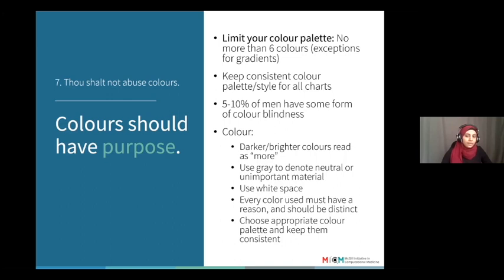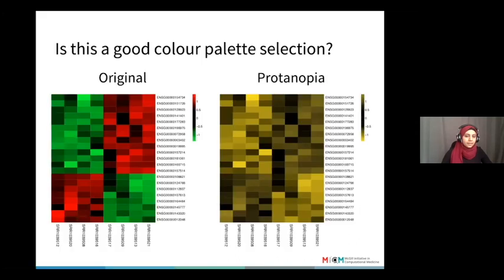You can use gray to denote neutral or unimportant material. You want to keep in mind white space. And in general, every color you use should be there for a reason. So here's an example of an RNA gene expression data set.